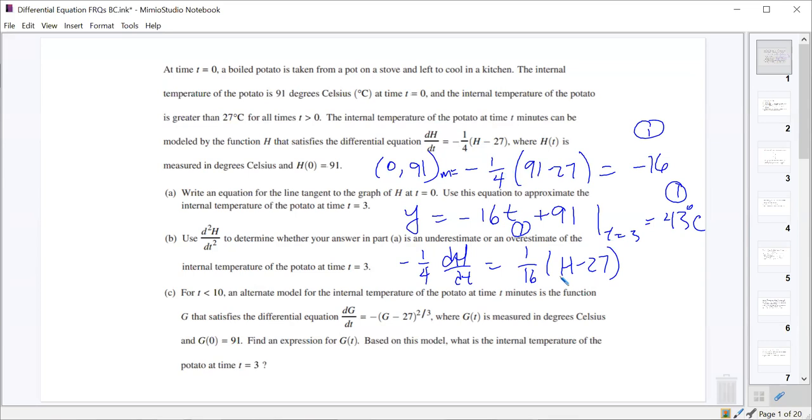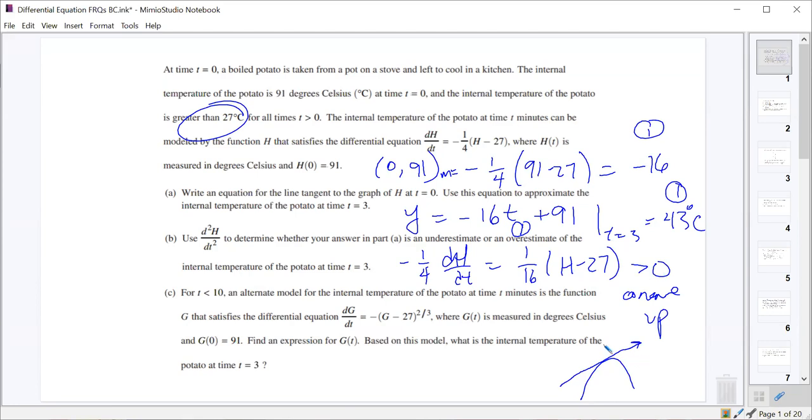What do we know about this second derivative? This second derivative is always going to be positive because the temperature of the potato is always greater than 27 degrees Celsius, so h minus 27 is always greater than 0. Tells us that the function is concave up. Right, and the tangent line will always be an overestimate if the function is concave up on the end.